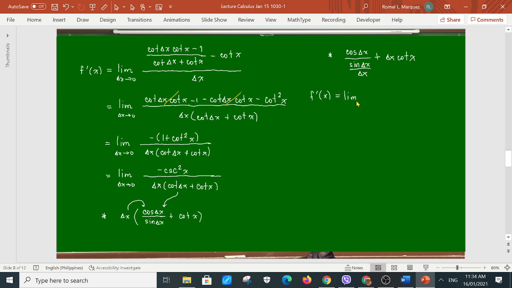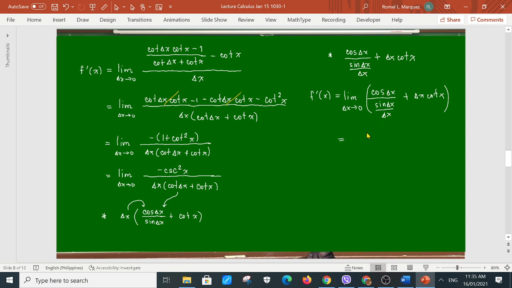Limit as delta x approaches 0 of cosine x, which is considered constant, over this familiar expression, delta x over delta x. What is the limit of that? 1 as delta x approaches 0. Plus delta x cotangent of x. Delta x approaches 0 times cotangent, which is considered constant here. So this will just be 0.